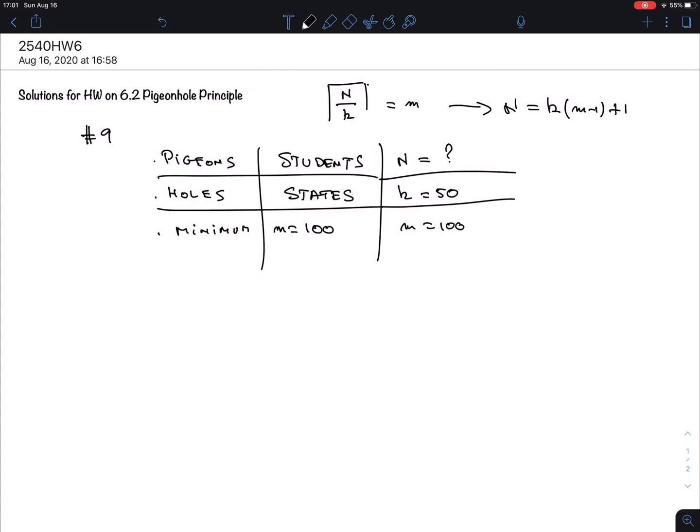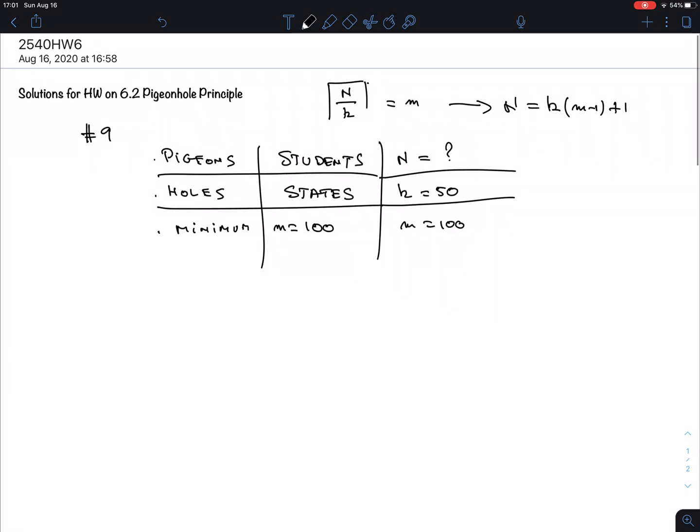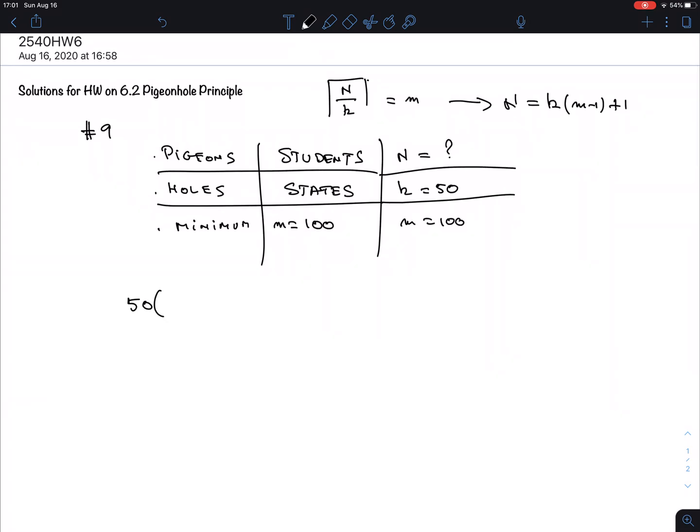Of course you can say n is a million and you're sure, right? If you take 1 million students, for sure 100 of them will be from the same state. But we want an optimal number. What's the best n that we can choose? So let's fill it out: we have 50 times 99, that is 100 minus 1, plus 1. That is 4,550 plus 1, which is 4,551. So that's the number of students we need to guarantee that at least 100 come from the same state.